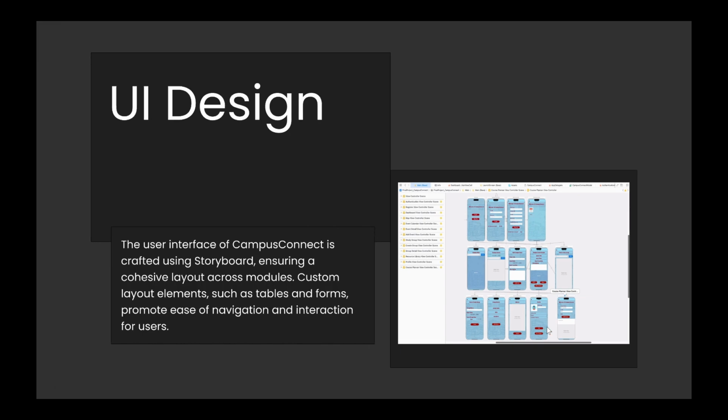The user interface of CampusConnect is sculpted using storyboards, ensuring a cohesive layout across modules. Custom layout elements such as tables and forms promote ease of navigation and interaction for the users. And this snippet shows a map of how we have mapped and designed our storyboards for the application.